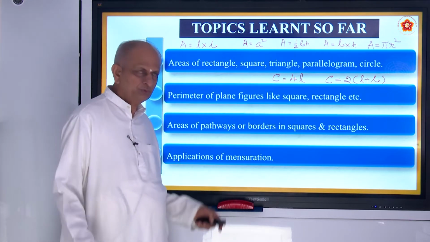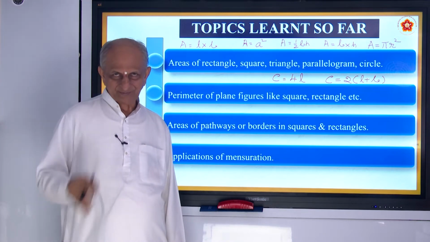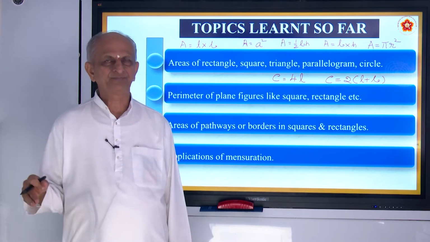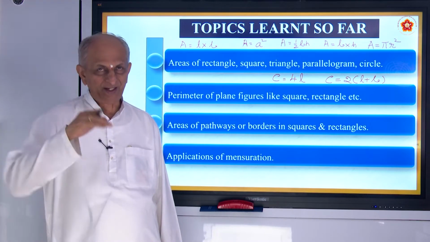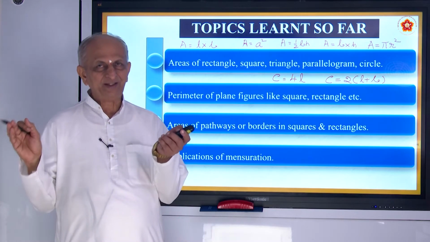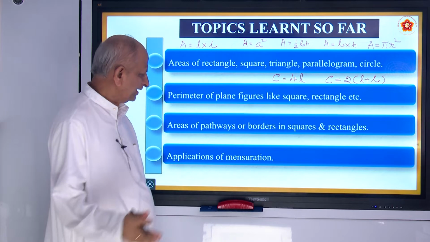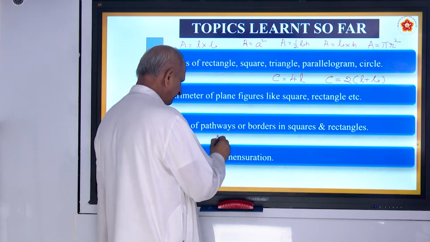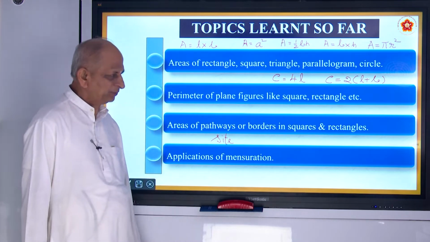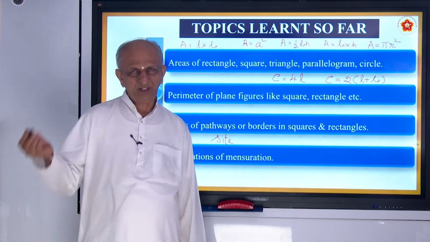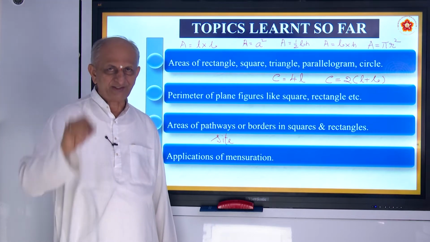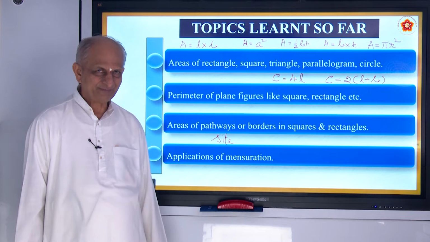Suppose you want to purchase a land. Of course, you boys or girls may not be knowing, your parents will be knowing. If you want to purchase a land or if you want to sell a land, you have to calculate the area. And in the language of that, you call it a site, S-I-T-E. So that site area you must find out. And only with that area the cost is estimated, correct?